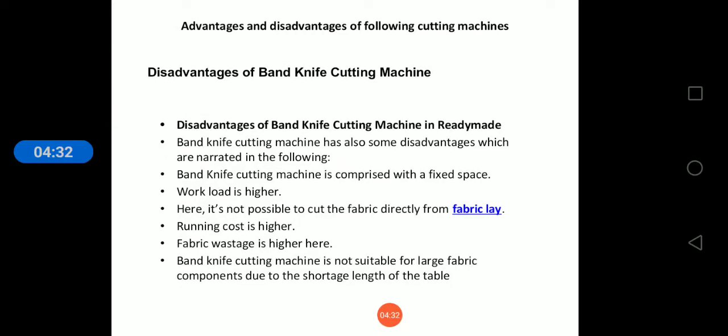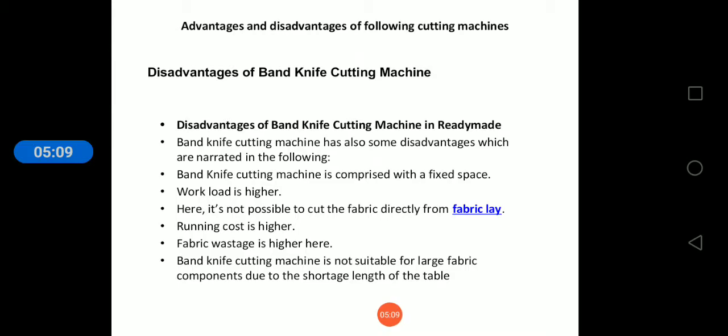Disadvantages of band knife cutting machines. In ready-made garments, very huge damages are possible. Band knife cutting machines also have some disadvantages, which are narrated in the following. The band knife cutting machine is comprised of a fixed space. Workload is higher, and here it is not possible to cut the fabric directly from the fabric lay. Running cost is higher. Fabric wastage is higher here.